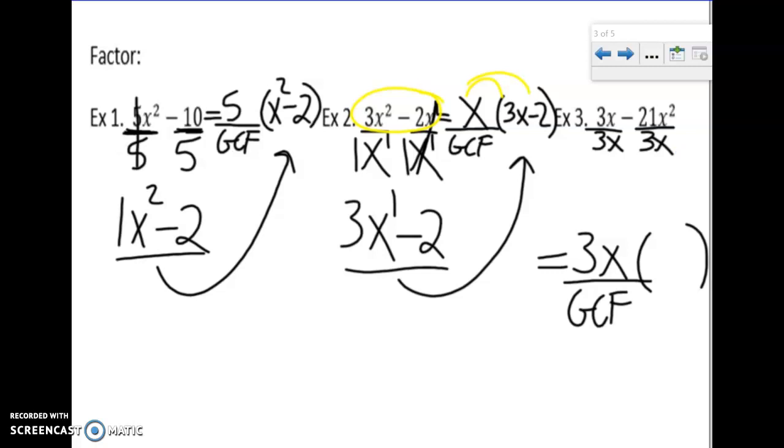So 3 divided by 3, 1. X divided by x, also 1. This doesn't make 0. You got to have something there, so it is just 1. 21 divided by 3, 7. X to the second over x to the first. If there's 2 in the top and 1 in the bottom, well, then there's 1 left over. Put that in parentheses, and you've done it. You've created an equivalent expression.